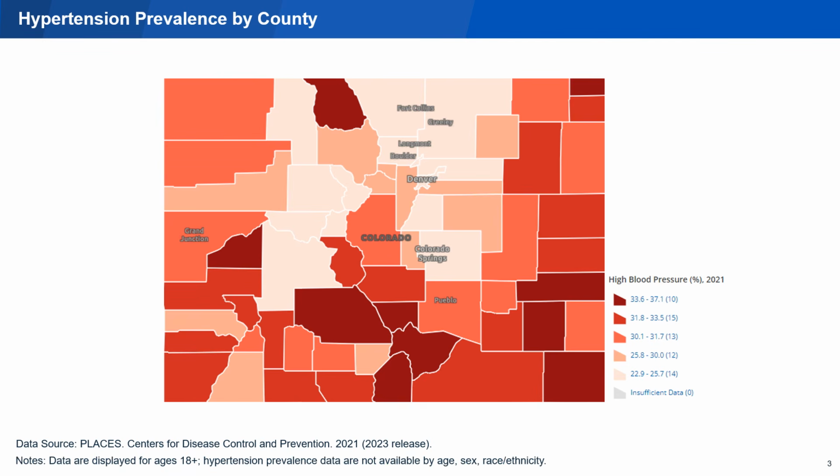We can start by examining geographic patterns of hypertension prevalence by county. We can see the location of counties with the lowest prevalence of hypertension in light pink, and those with the highest prevalence of hypertension in dark red, as well as the counties in the middle categories. On this map, we can see that counties with the heaviest burden of hypertension are concentrated primarily in the southeastern region. The legend to the right of the map shows the number of counties in each category in parentheses. There is also a category for insufficient data, which may occur when the population in an area is too small to generate a reliable estimate.